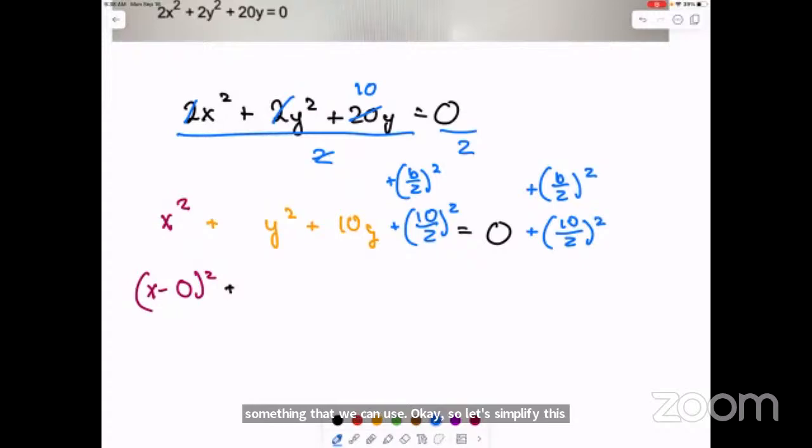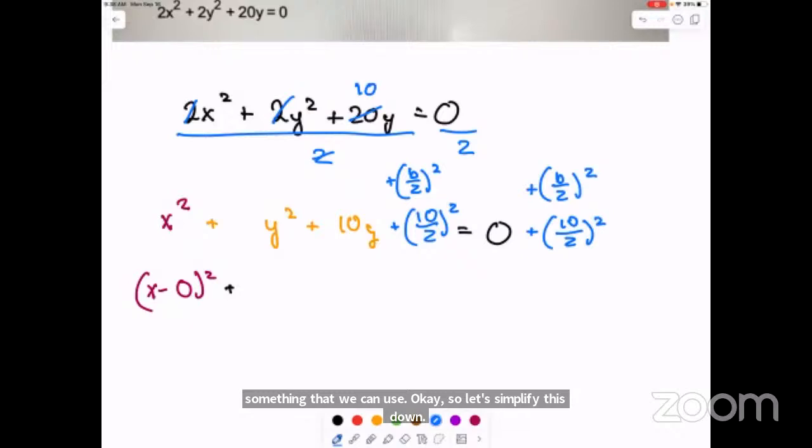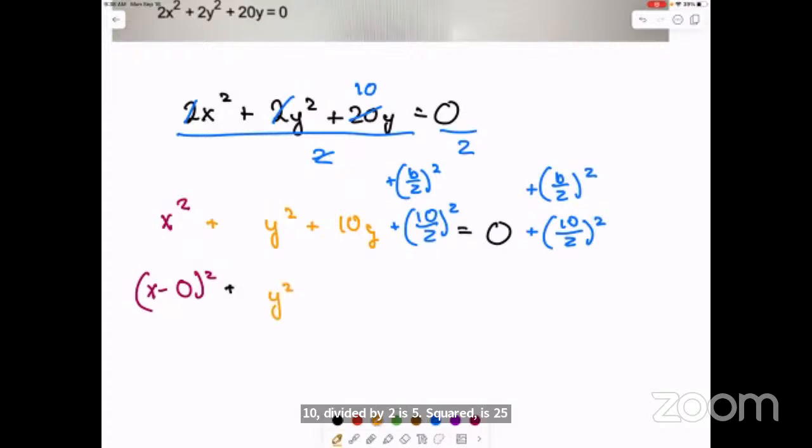So now we have y squared plus 10y. 10 divided by 2 is 5, squared is 25. And on the right, we have 25 as well, so we essentially added 25 to both sides. Now on the left, the blue and the orange can be factored. Let me bring down the first part.